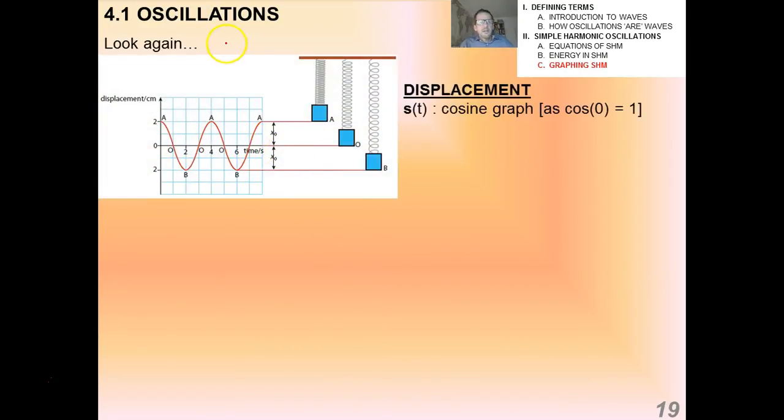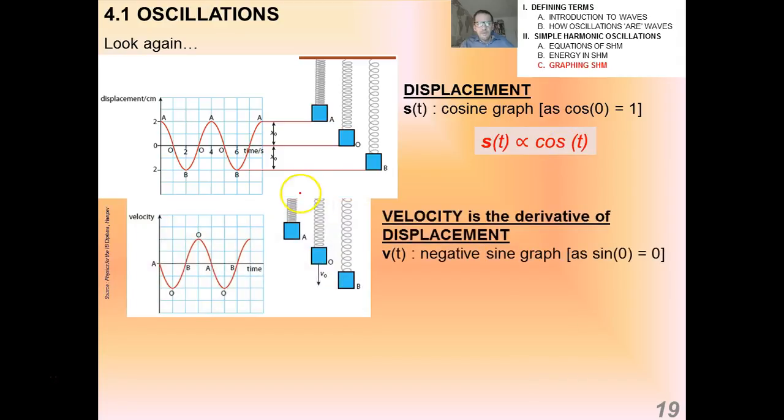So let's look again a little more closely. This function is a cosine function. s of t is a cosine of t function. Velocity is the derivative of the displacement. So it's a negative sine graph. So this is s prime of t is v of t.